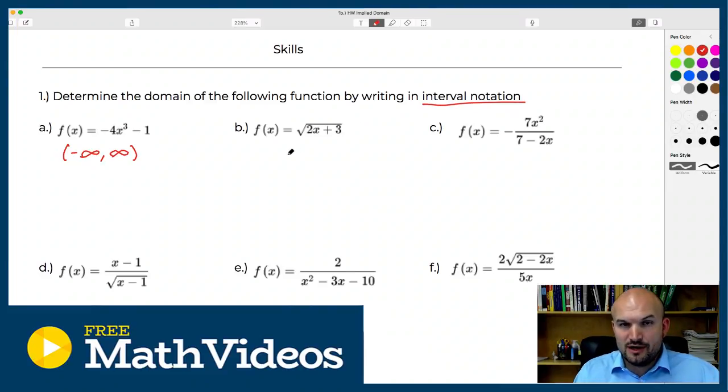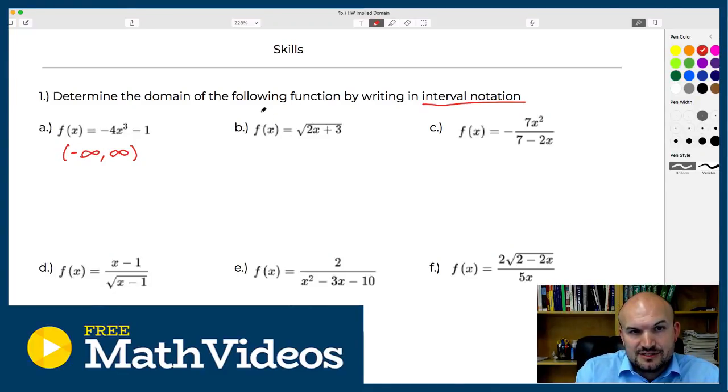Now we get into one of our main constraints, which deals with the square root function. It really could be any even root function, but mostly we're going to focus on the square root for this class. The restriction with the square root function is that you can't take the square root of a negative number in the real number system. That's going to push you to the complex number system.